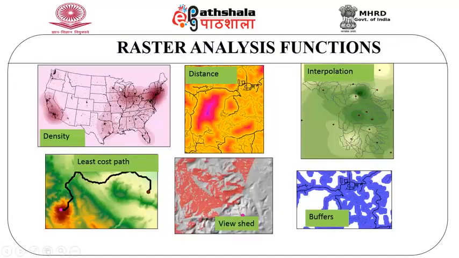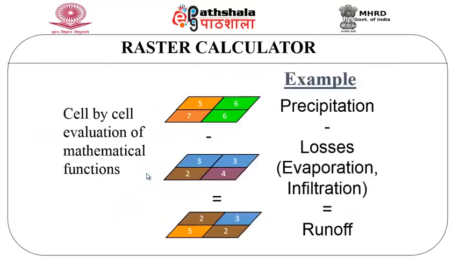These are some raster analysis functions. The density function can be analyzed using these kinds of maps, the distance function can be analyzed using these maps, and the interpolation function which is applied over this gives a display of this type. The least cost path method is applied, which shows a visualization of this method. This one is a viewshed method and the other one is buffers. So these are various examples of raster analysis functions.